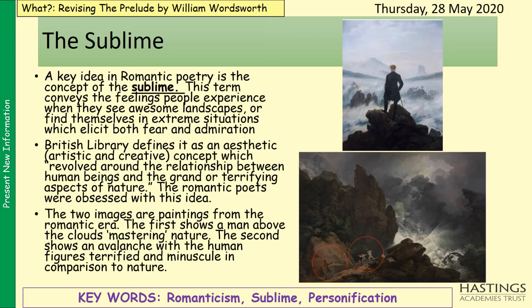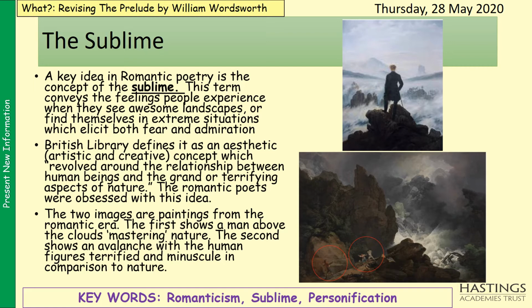The second image, the one underneath, is a little bit different. So this shows an avalanche. I think the painting is called Avalanche in the Alps. And you can see the human figures, they're circled in the red circles there. They are tiny and they look very terrified, running away in fear from this avalanche. And we get this sense that nature is so overpowering and so huge. So two examples of the sublime there.